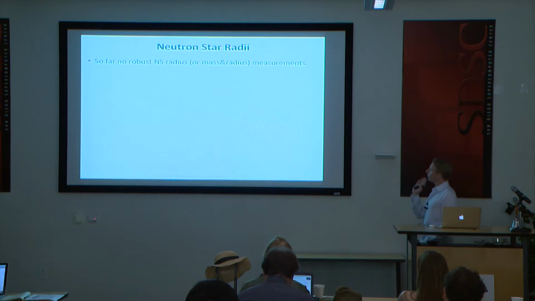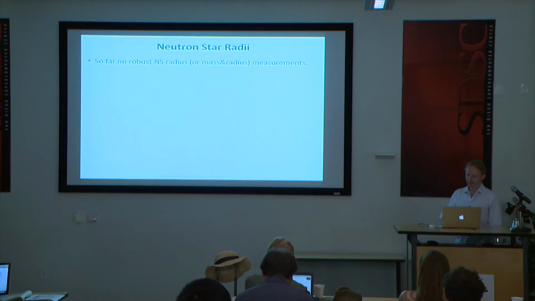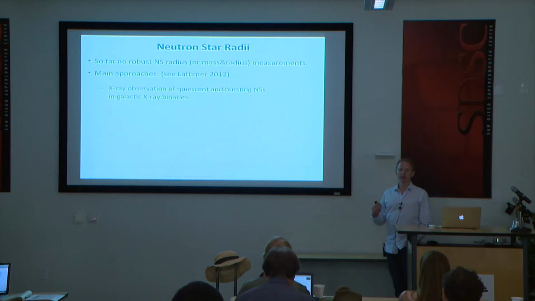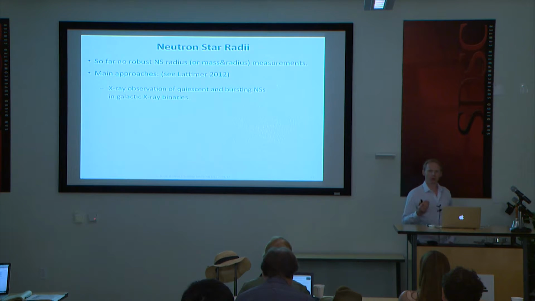Just to say, we don't have robust radius measurements at this point. There's huge systematics in all these measurements I'm going to talk about. Ideally, we want to measure the mass and the radius of the same neutron star, but that's going to be really tough. The main approaches to do that, and these are from Jim Lattimer's review article, is observing the X-ray flux of quiescent and bursting neutron stars in galactic binaries. So these neutron stars accrete from a companion star, and once in a while they have an X-ray burst, and by careful radiation transport modeling, you can infer the radius. It's very model dependent.